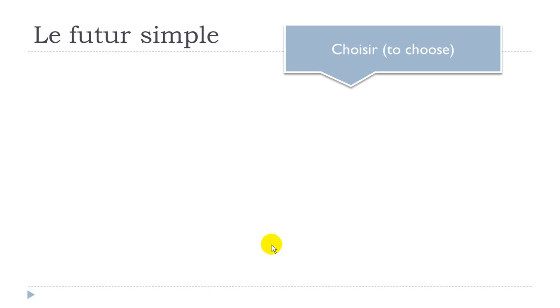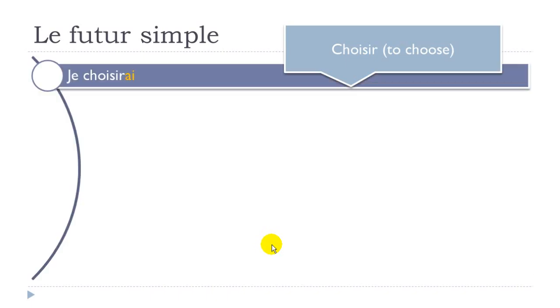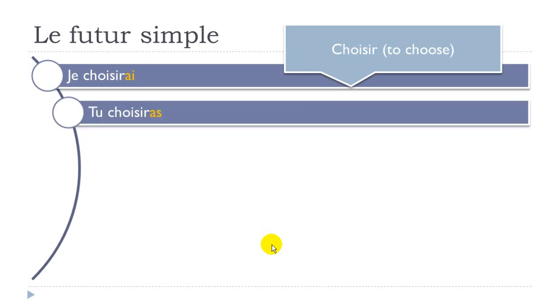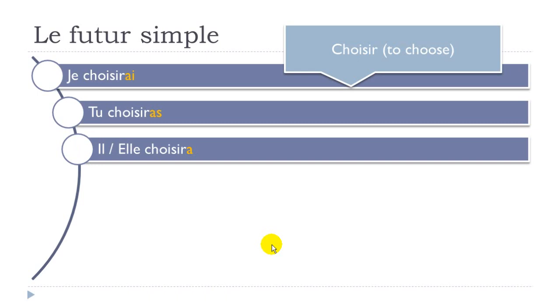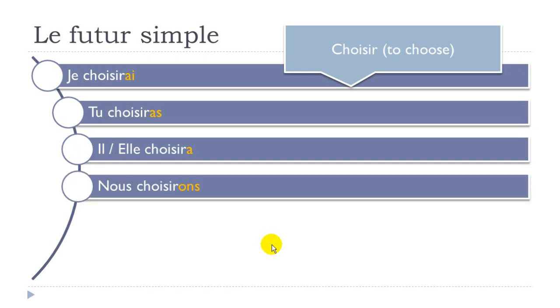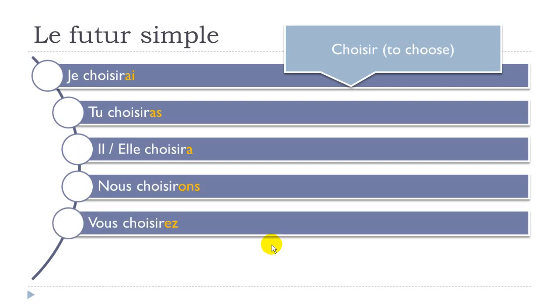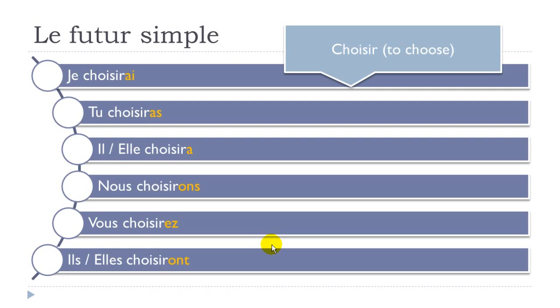Let's see now choisir, to choose, second group of verbs. Je choisirai, tu choisiras, il choisira, elle choisira, nous choisirons, vous choisirez, ils choisiront, elles choisiront. Same thing, remember, just keep the infinitive form, the basic form, and put your endings at the end: e, a, a, on, e, on.